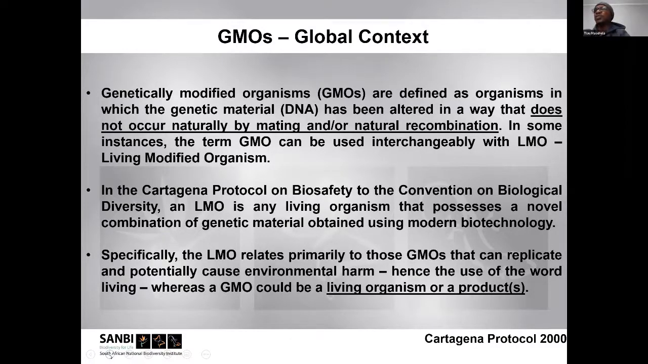So in most cases, you will see in literature that LMO and GMO can be used interchangeably, whereas we are just used to GMOs because we see the final product as compared to the LMO, which could be a plant or an animal that is still living, and perhaps maybe that plant is not yet harvested, processed, or the meat of that particular animal is not yet consumed.